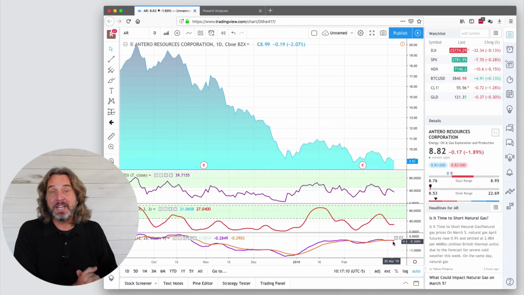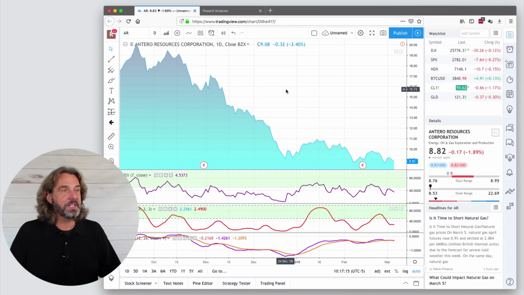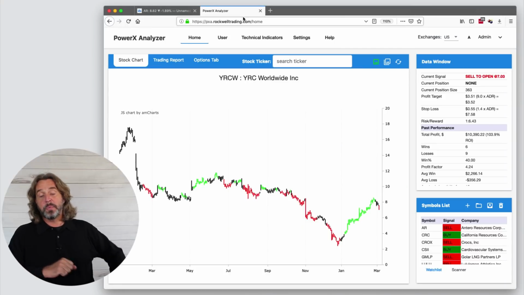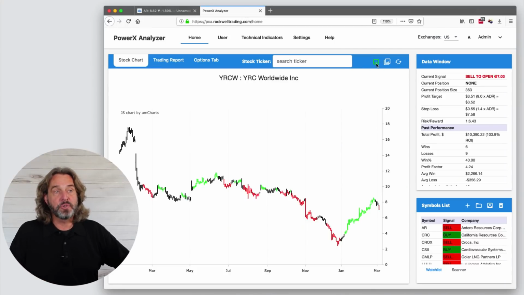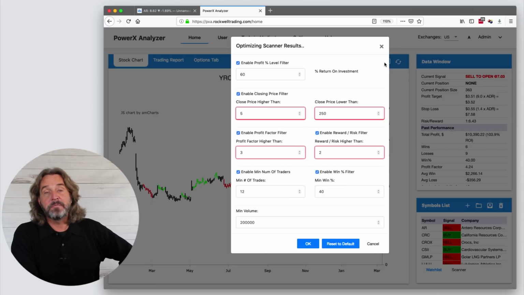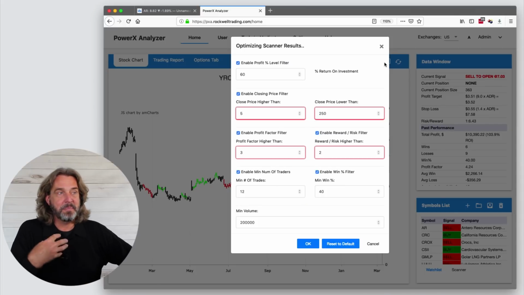And in order to make it easier for me, this is why I'm using my software, the PowerX Analyzer. I make it super easy for me because I like to run a scanner. This way I find all the stocks that are meeting my criteria.